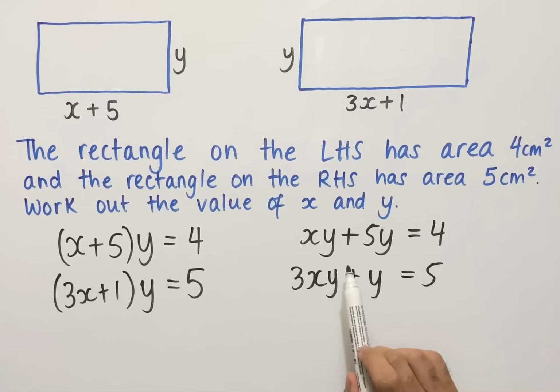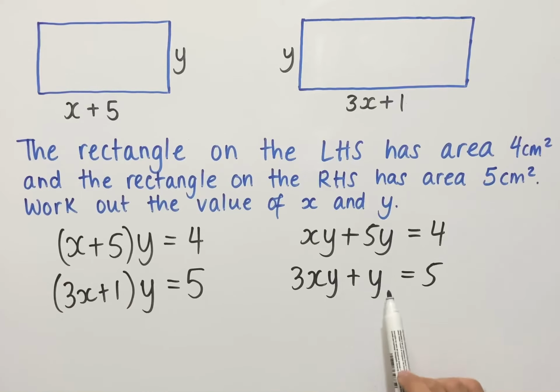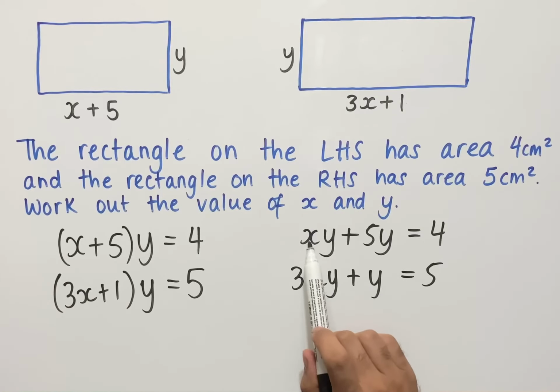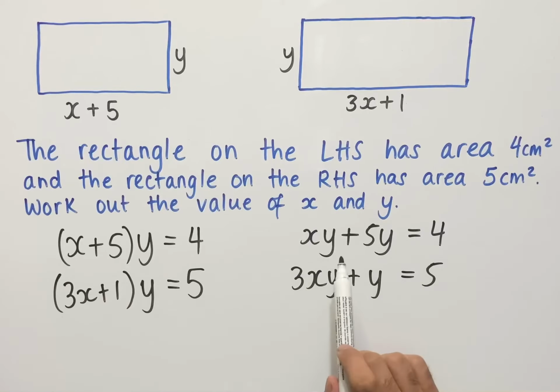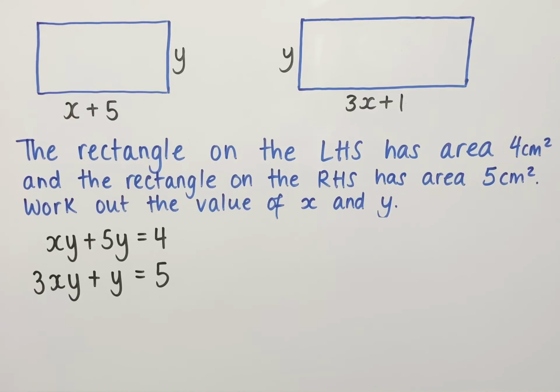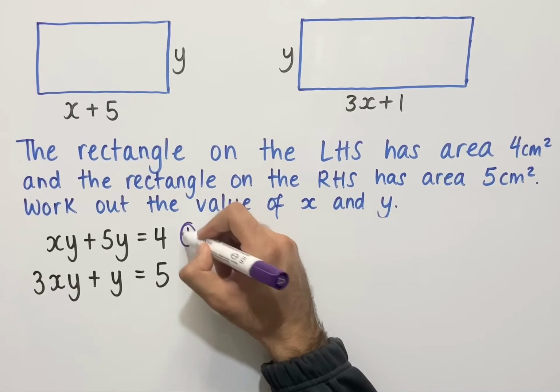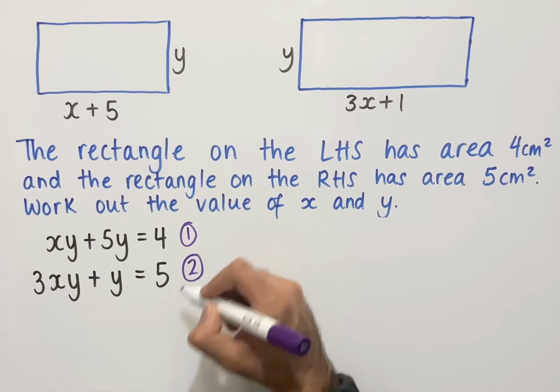Now, hopefully you've spotted that what we've got here is a pair of simultaneous equations. So we can use substitution or elimination to work out the values of x and y. I'm going to use elimination to solve these two equations, so let's do that now. The first thing we should do is label the two equations. So let's label this as equation 1 and let's label this as equation 2.